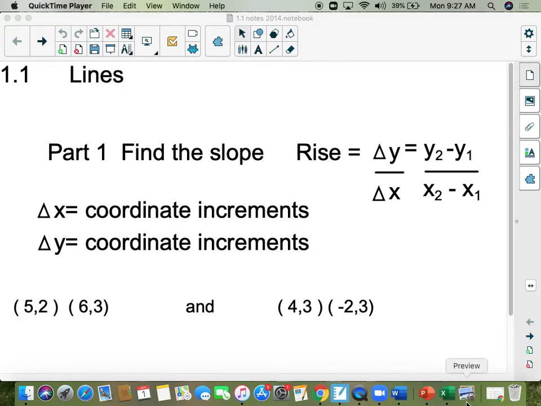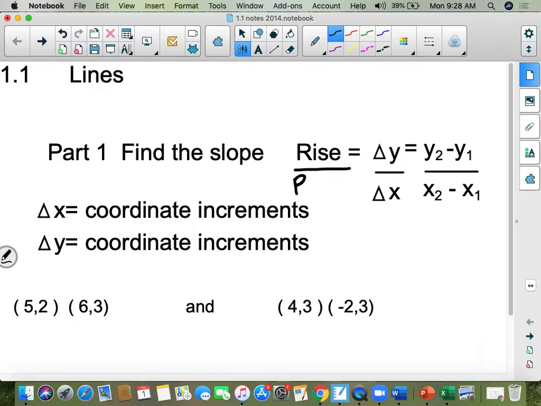Okay, 1.1, we're just going to review what lines are. So here we go. Part 1, to find the slope of a line, it's rise over run. That's what you would have learned in Algebra 2, pre-calculus, and college algebra. Another way to remember this is delta y over delta x. This little triangle is called delta. Delta means a change in y over a change in x.